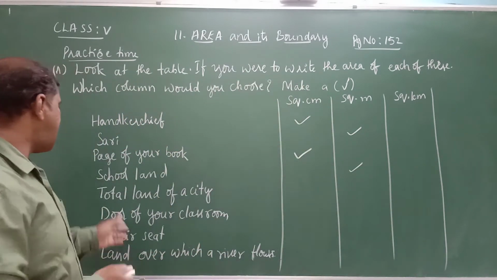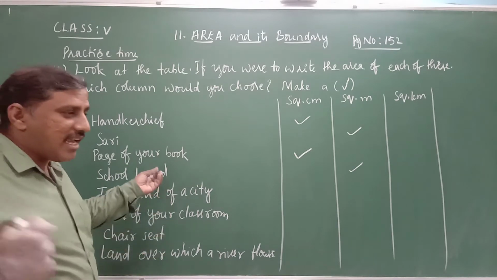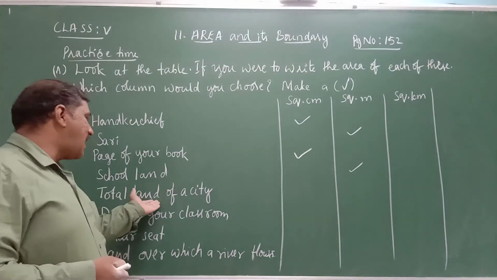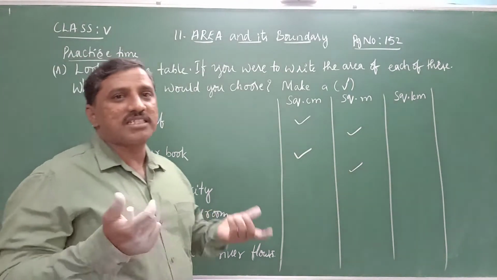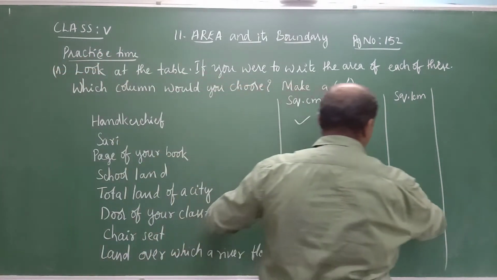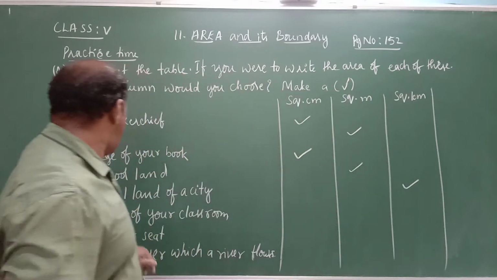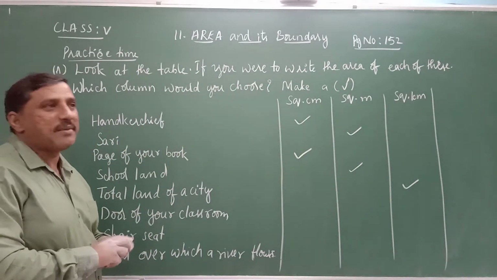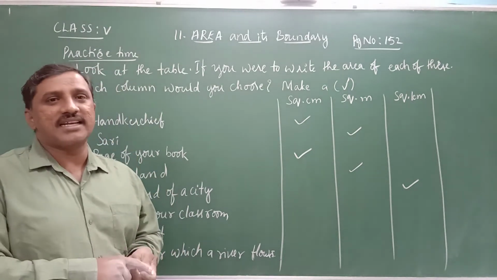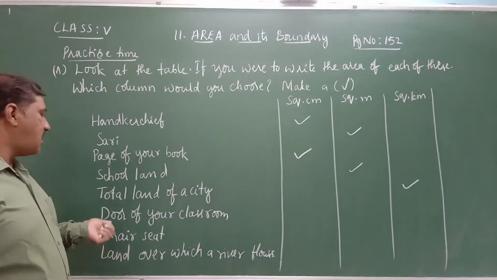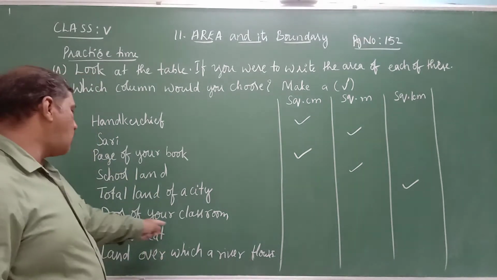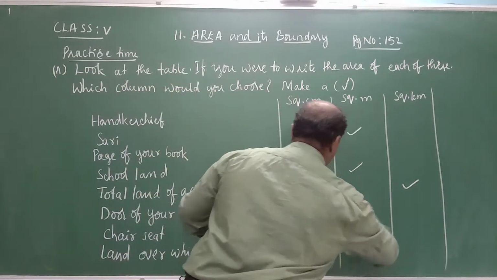Next, the total land of a city. Take our Hyderabad, a very big metropolitan city. The total land of a city will be measured in square kilometers. Now, the door of your classroom. You might have observed the door of your classroom or your house. We will find the door in meters. Sometimes we express it in centimeters, but the appropriate unit is meters. So the area of the door of the classroom is in square meters.